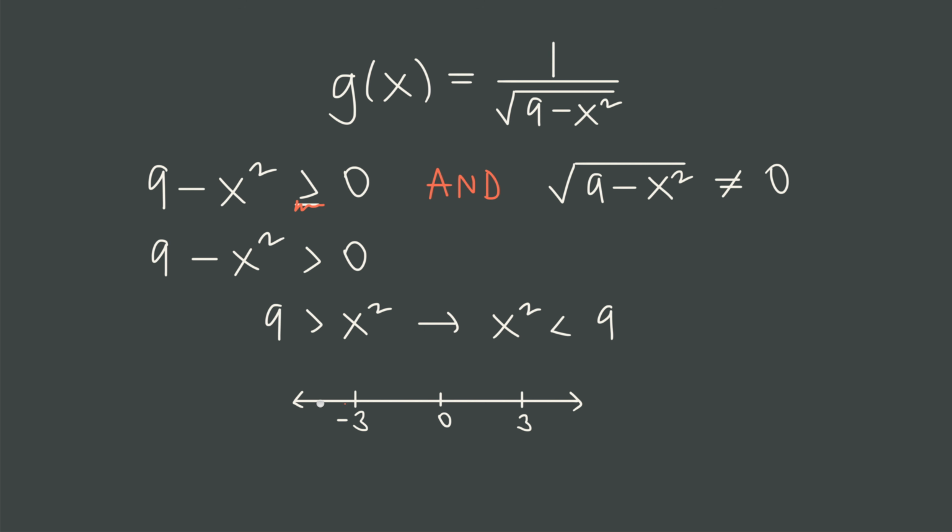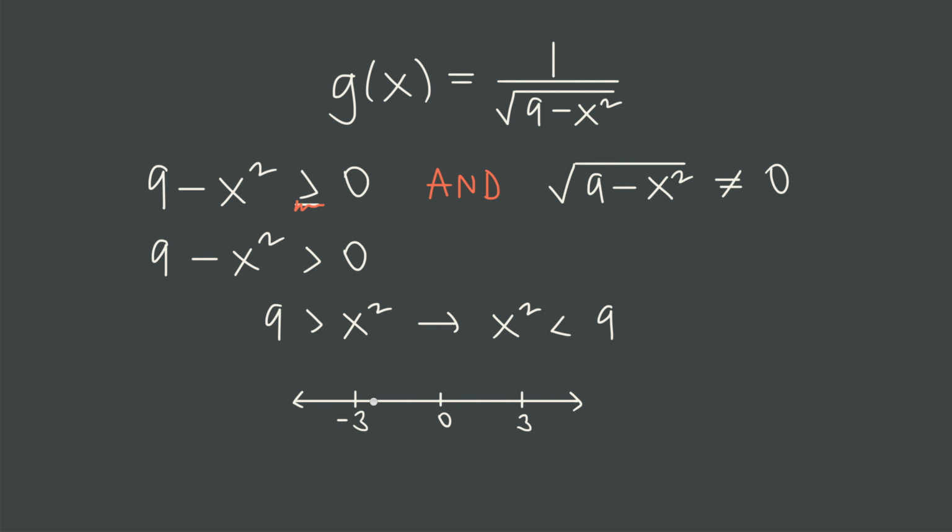Let's think about values that are to the left of negative 3. For example, negative 4. If we try to plug in negative 4, we get negative 4 quantity squared is a positive 16. 16 is not less than 9, which means values to the left of negative 3 are not going to be included in the domain. Same thing to the right of positive 3. If we take positive 4 and plug it in, we get 4 squared or 16. 16 less than 9, that's not true. So values to the right of 3 are not included.